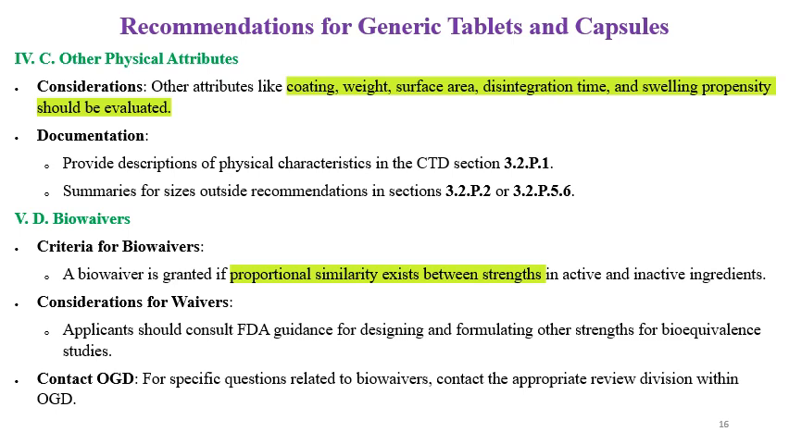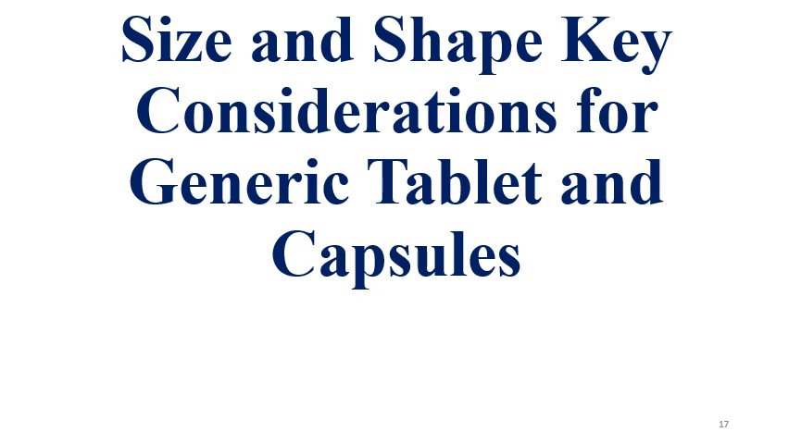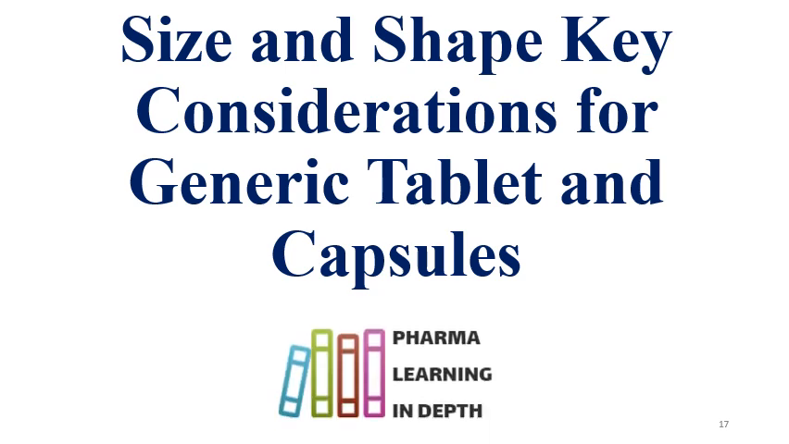And now coming to the biowaivers. As the general criteria for biowaivers, proportional similarity should be there between the strengths. The applicant should consult FDA guidance for designing and formulating other strengths for bioequivalence, and OGD should be contacted. This is the information regarding size and shape for generic tablets and capsules as per the US FDA recommendation.